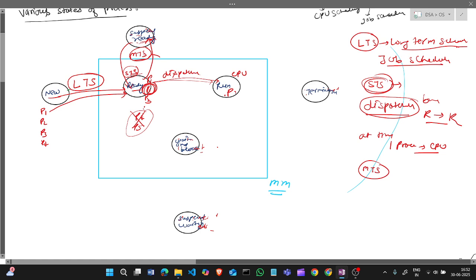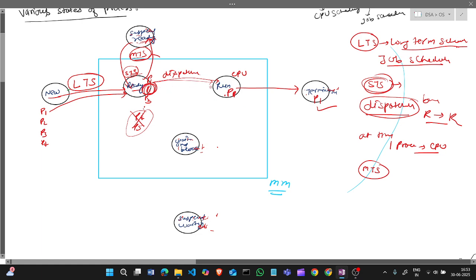scheduler. So the midterm scheduler is responsible for resuming and suspending the processes from the main memory to secondary memory, meaning from the ready state to the suspend state. So this is happening through the midterm scheduler. Now let's say when P1 has completed its job, then it goes to the termination state. Then it has done all the processes.